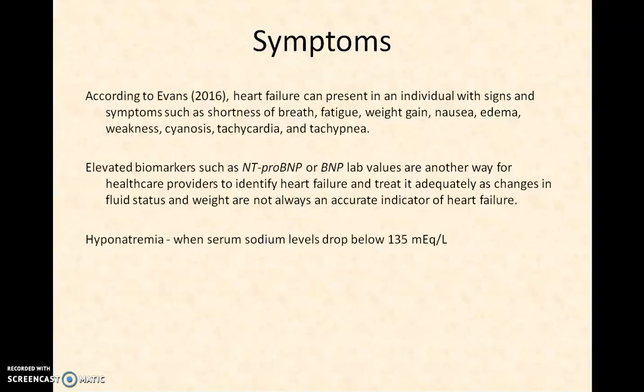Hyponatremia is another symptom of heart failure. So when your serum sodium levels drop below 135, that could indicate heart failure, because if you think about it, heart failure is when you retain fluid. And when you have more fluid in your body, that tends to dilute the sodium levels, which causes hyponatremia. So you can trend those levels to see if it's getting better or worse.